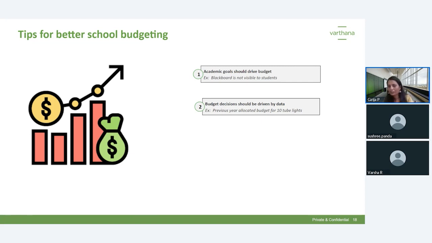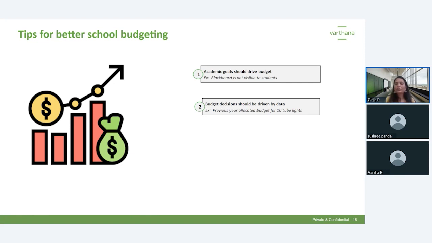So for example, now your blackboards are not visible, and you try to cater to that. Last year you allocated budget for 10 tube lights, and based on that you can take a decision on how much budget you want to spend this year and in the coming years as well.